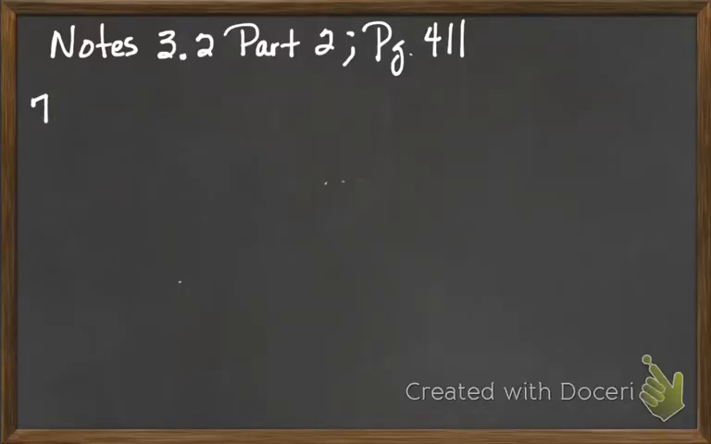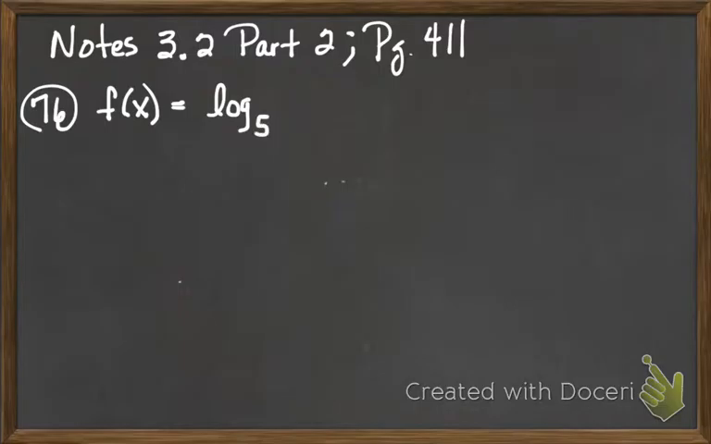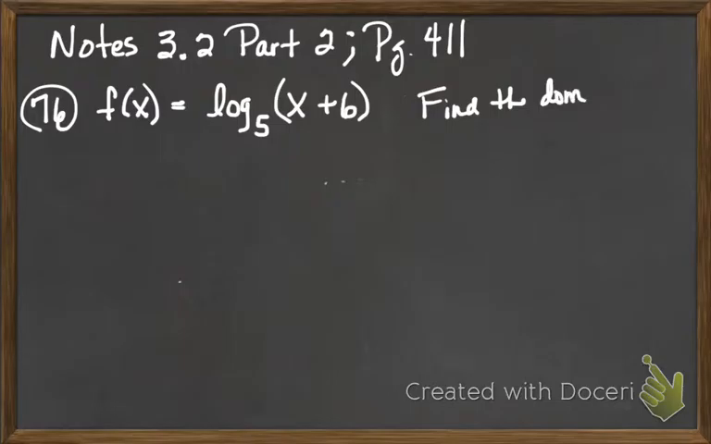So 76 is the first example. It says f of x is equal to log base 5 of x plus 6. And in this set of directions, they're asking you to find the domain. So there's always a couple ways to do things.